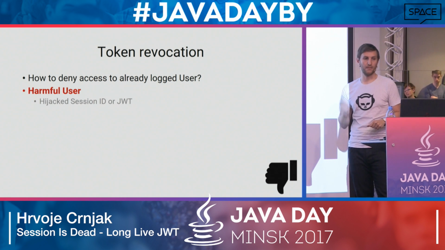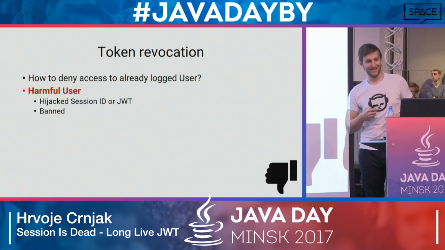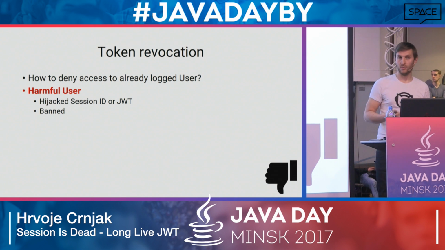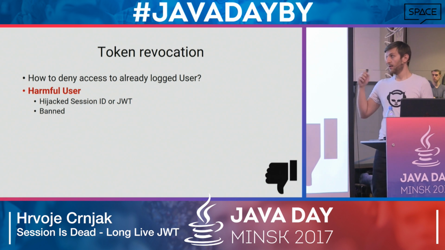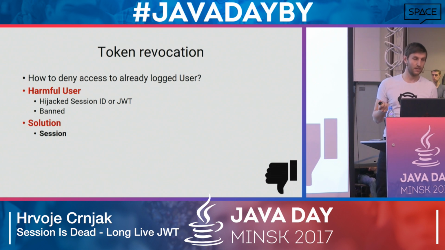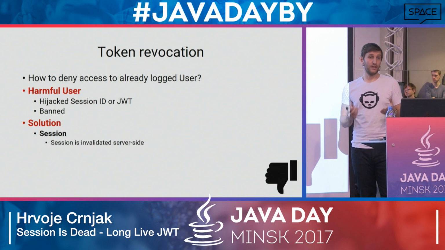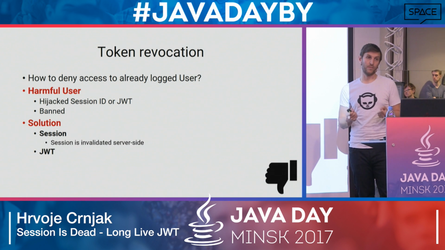So a user that somehow hijacked our session ID or our token, or a user that is, for example, banned, but still has a valid session ID or a valid JSON Web Token. Now, how to handle this situation? Well, with sessions, things are quite simple. All we need to do is invalidate the session on the server side. But with JSON Web Tokens, we have a problem.